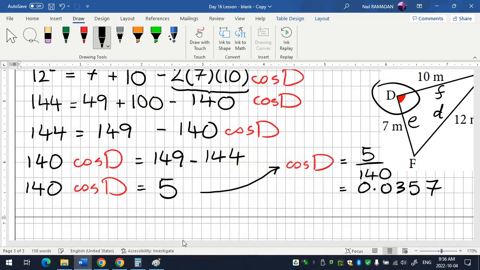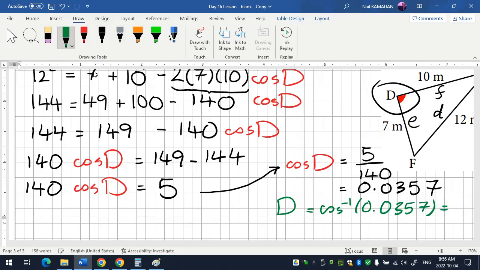I need to take the cosine inverse, or cosine minus 1. I don't really have a problem which way you say it, although another teacher might say you have to say it right, inverse cosine. Just do whatever you like. So angle D equals cosine inverse of this small decimal.